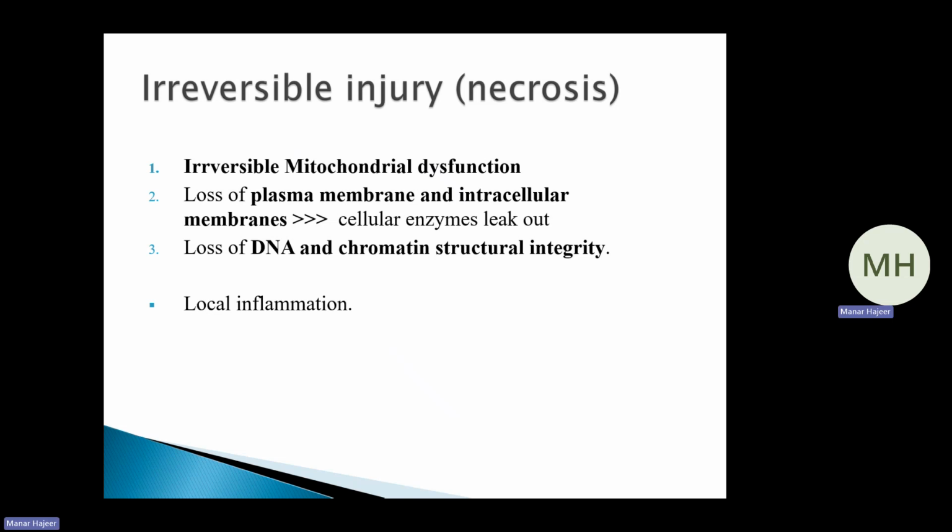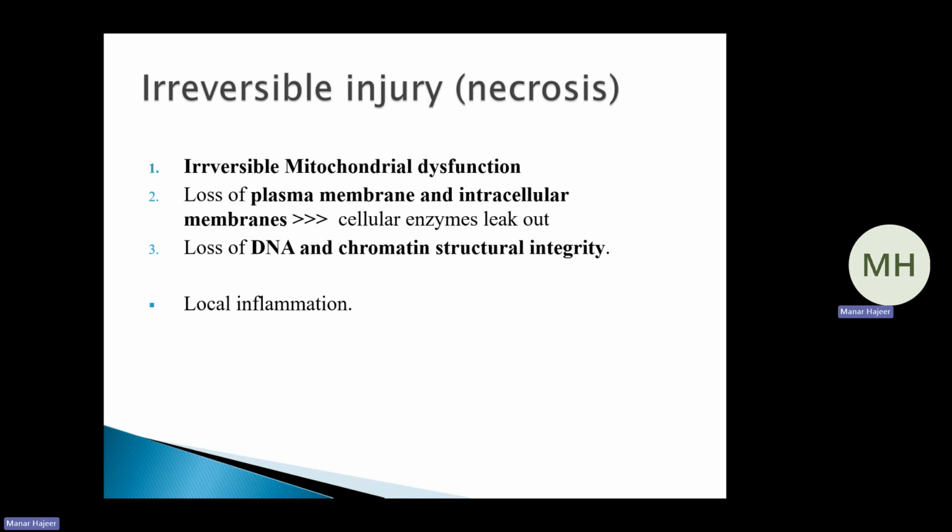There is loss of the plasma membrane integrity and intracellular organelle membranes integrity, and this will lead to leakage of cellular enzymes and even organelle enzymes and proteins to the outside. The organelle contents will leak to the cytoplasm, and the cytoplasmic contents will leak to the outside of the cell, and they can gain access also to the bloodstream where we can detect them by certain laboratory investigations. The third feature of irreversible injury is loss of DNA and chromatin structural integrity.